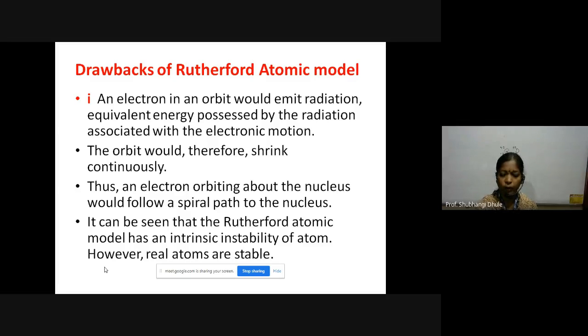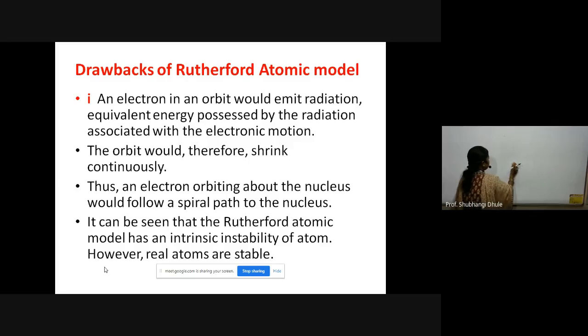The first drawback of Rutherford's atomic model is that the electron, which is a charged particle, is negatively charged, he said, and the nucleus is at the center, which is positively charged. If the electron is revolving around the nucleus in a circular path, then it emits its energy, which is called radiation. Radiation is the same as energy, for the time being.